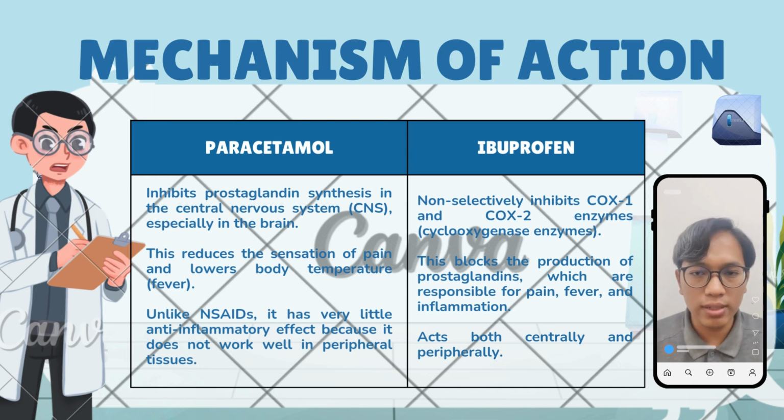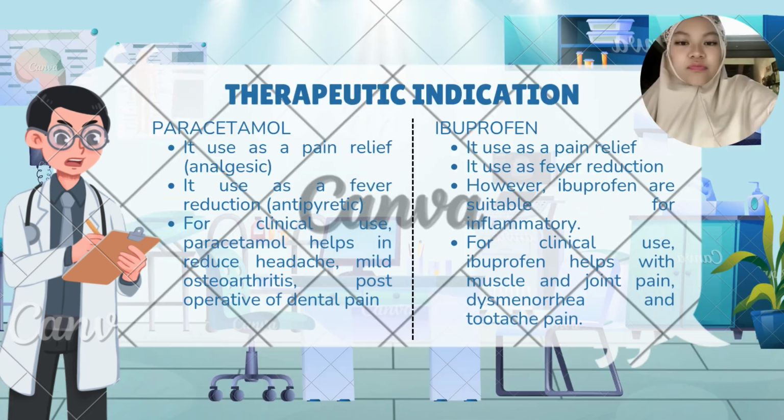For ibuprofen, it non-selectively inhibits cyclooxygenase enzyme 1 and cyclooxygenase enzyme 2. This blocks the production of prostaglandin, which are responsible for pain, fever, and inflammation. Ibuprofen acts both centrally and peripherally.